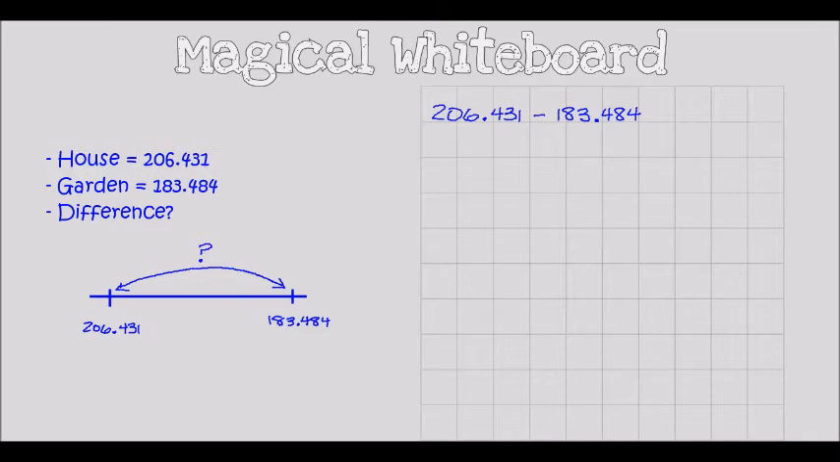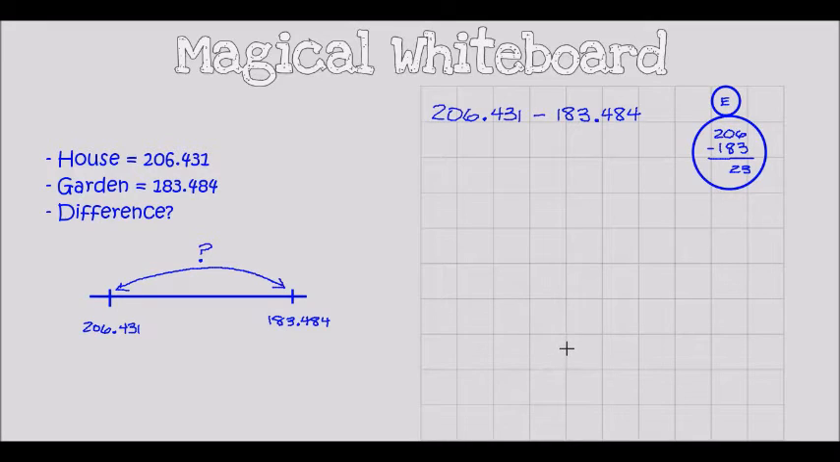So before I do the subtraction, let me do a quick estimate. 206 and 431 thousandths is about 206, and 183 and 484 thousandths is about 183. And when I do this easier subtraction, I see that 6 minus 3 is 3, and 20 minus 18 is 2. So I know that my real answer will be close to 23.